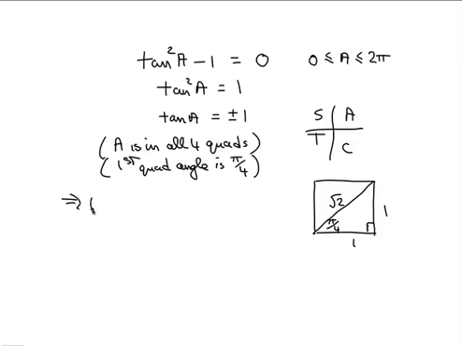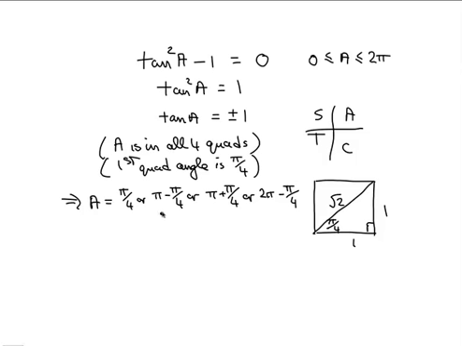So therefore, a is equal to, we're allowed the first quadrant angle of pi upon 4. Second quadrant would be pi minus the first quadrant angle. Third quadrant angle would be pi plus the first quadrant angle. Fourth quadrant angle, all the way around to 2 pi and backtrack by pi upon 4 in this case. So 2 pi minus pi upon 4.